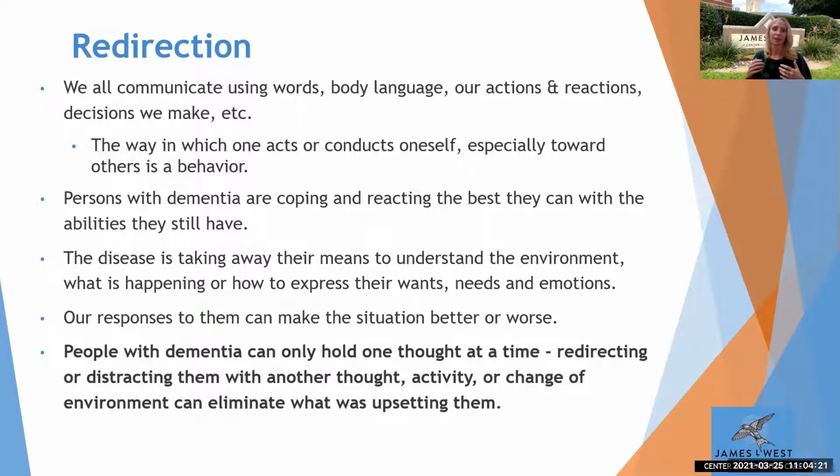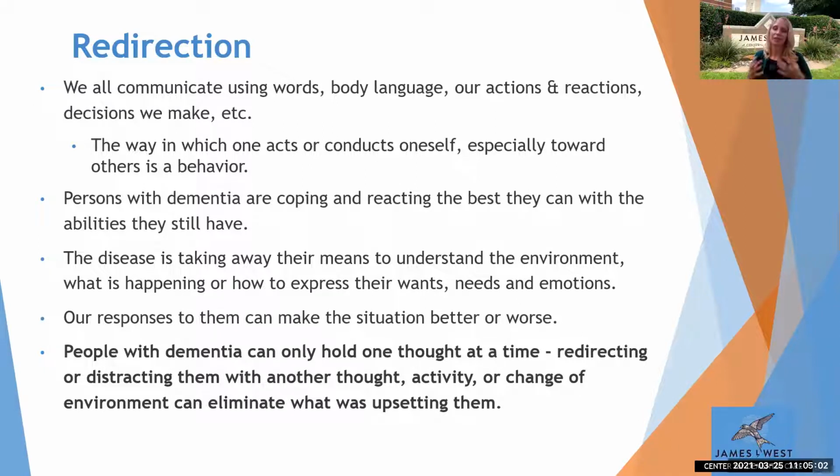But we have that body language and our behaviors, essentially, right? So how we act or conduct ourselves, especially towards another person, is a behavior. When we have dementia and we start to use the word behavior, usually it's in a negative connotation. But just to reiterate, behaviors are just a form of communication, okay? And again, they are coping with and reacting to a situation or a person the best way they can with the abilities they still have, and in that moment too. Because it might be they're coping better in the morning as opposed to the afternoon.